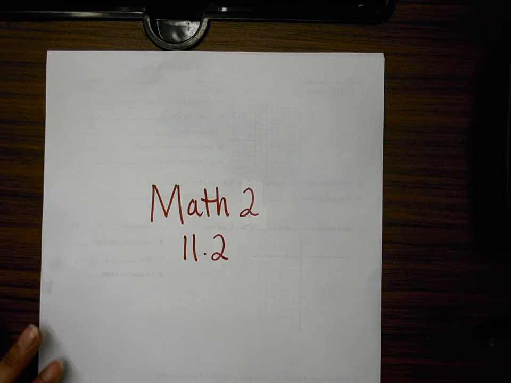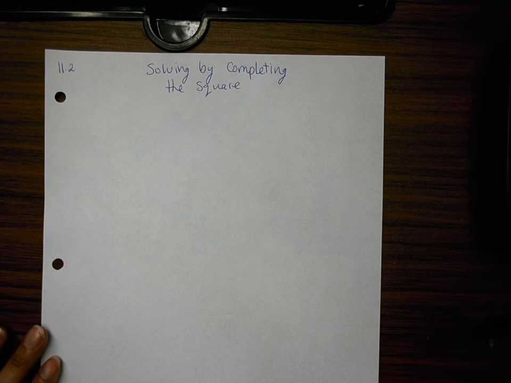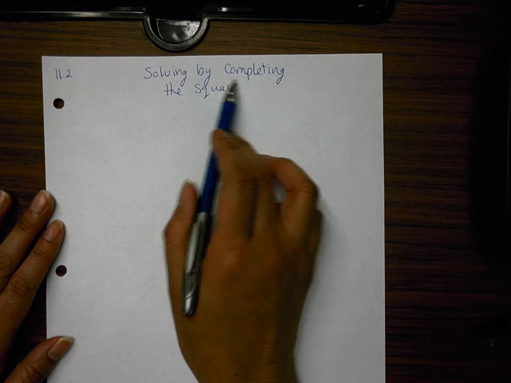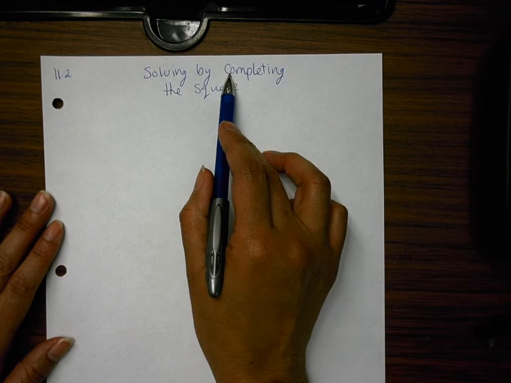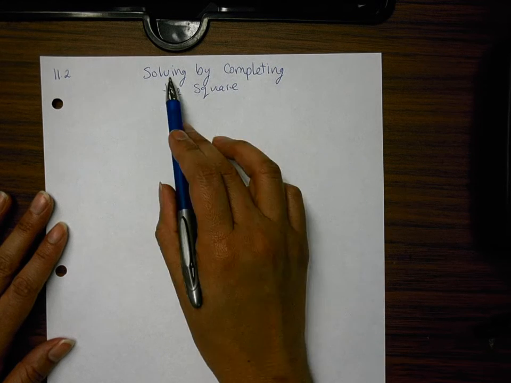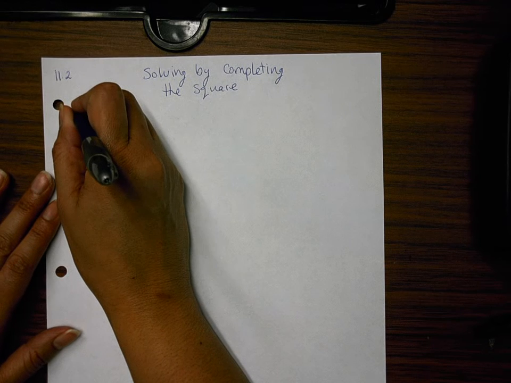This is Math 2, 11.2 notes. That's Math 2, Unit 11, Lesson 2. And the title is Solving by Completing the Square. Now, we did completing the square in our previous lesson. Today we're going to use that concept to solve equations, to solve quadratic equations.